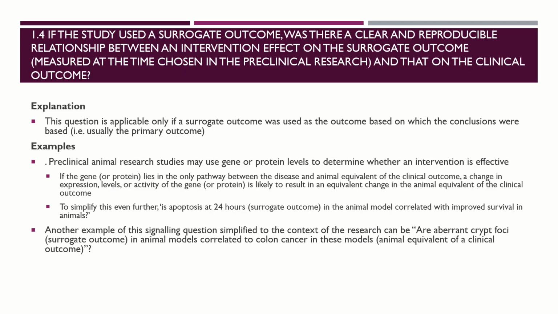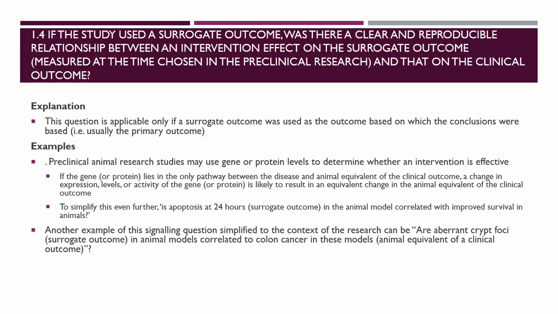Okay, now we come to signaling question 1.4. Having understood what a surrogate outcome means and what the pitfalls of surrogate outcomes are, signaling question 4 is: if the study used a surrogate outcome, so that means it's only applicable when a surrogate outcome is used, was there a clear and reproducible relationship between an intervention effect on the surrogate outcome and that on the clinical outcome?